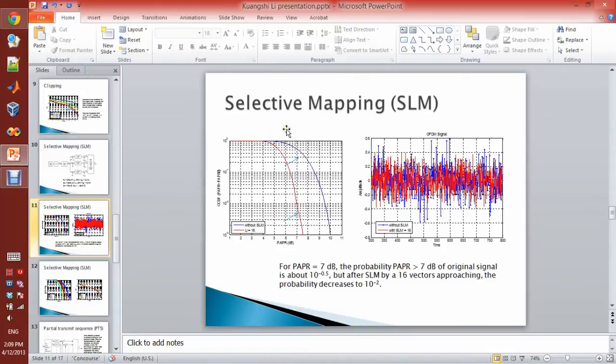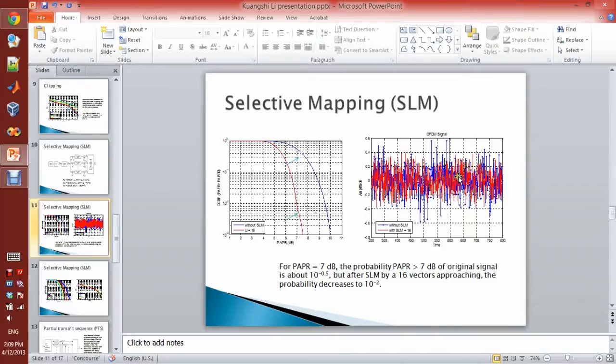This is the result of the simulation. We can clearly see that SLM is a very efficient method to reduce PAPR. For example, for PAPR equal to 7 dB, the probability of the original signal being larger than 7 dB is about 10 to the minus 0.5, and after SLM with 16 factors, the probability decreased to 10 to the minus 2.